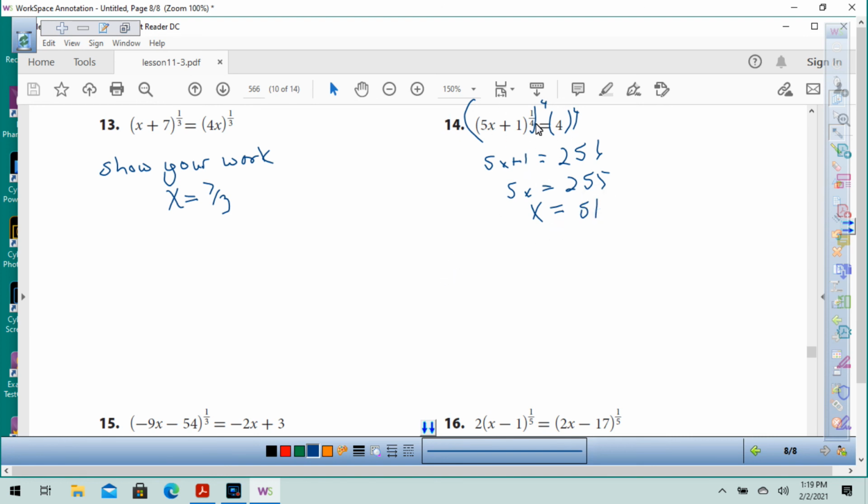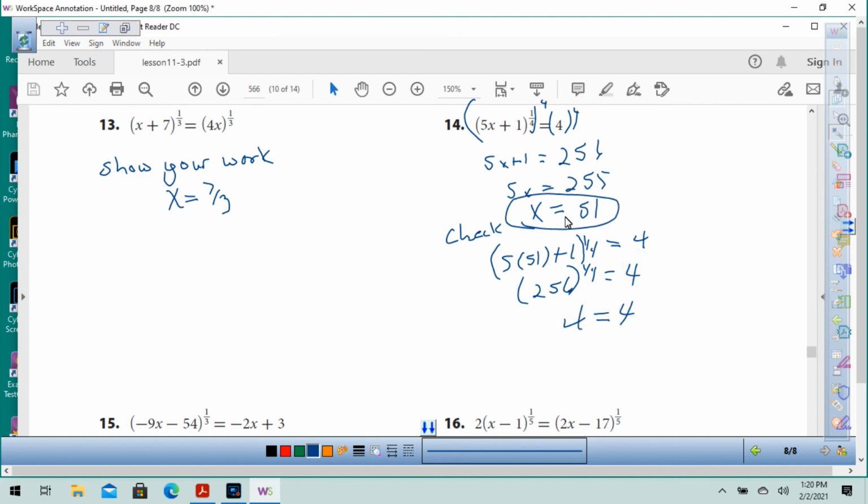All right. Now, this is a 4th root. Even roots we have to check. So let's see. 5 times 51 plus 1 to the 1/4. This is the check. Equals 4. All right, so that's going to be 255 plus 1 is 256 to the 1/4 power, which is 4. So 4 equals 4, and x equals 51 is in fact the solution. That checked.